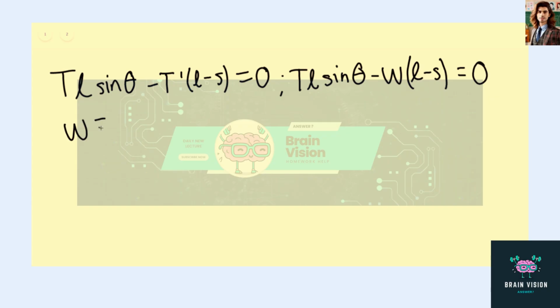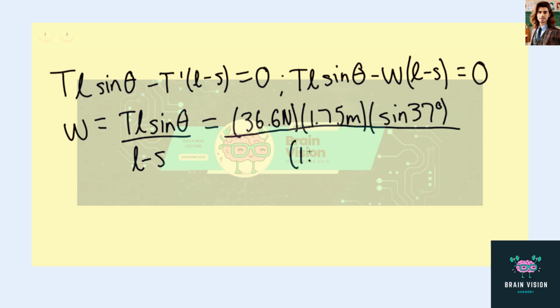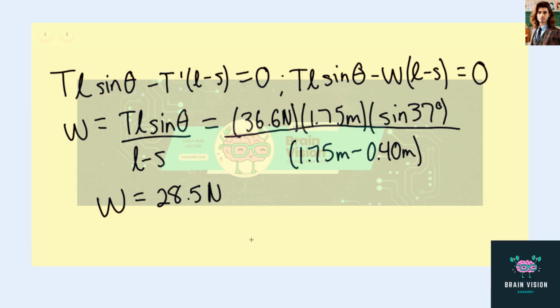So we know that the weight is going to be equal to TL sine of theta divided by (L minus S). So this would be equal to 36.6 newtons times the length of 1.75 meters times sine of 37 degrees, and this will be divided by 1.75 meters minus 0.40 meters. And we find that the weight is going to be equal to 28.5 newtons. This would be the answer for part A.